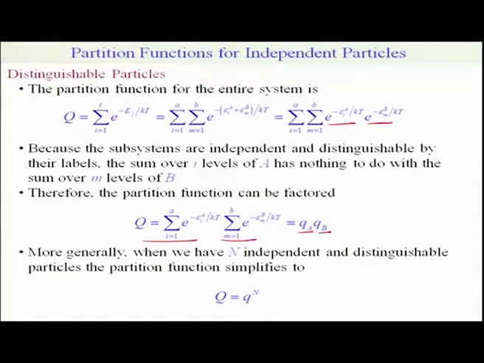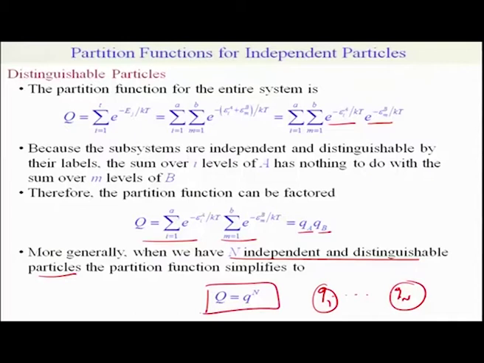Now, if there are many subsystems, or if you are considering n independent and distinguishable particles, then you can extend this exercise and you can write Q 1 to n here, which essentially means, since they are independent and distinguishable and of the same type, each of them will be the same, and thus you can write simply Q to the power n. Otherwise, you can simply write Q 1 times Q 2 up to Q n.